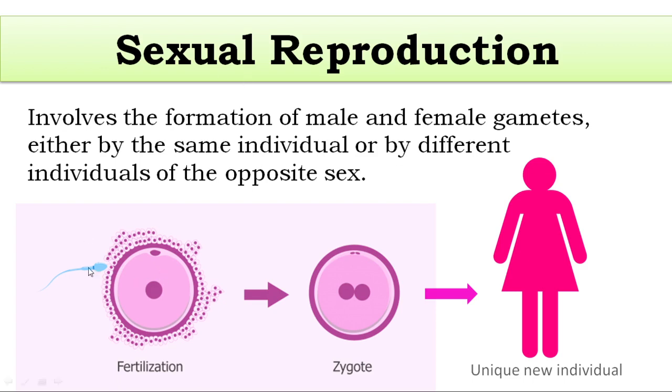In sexual reproduction, sperm and egg are produced through meiosis, and during meiosis each of these gametes is unique in its own way. Right, genetically they are unique.